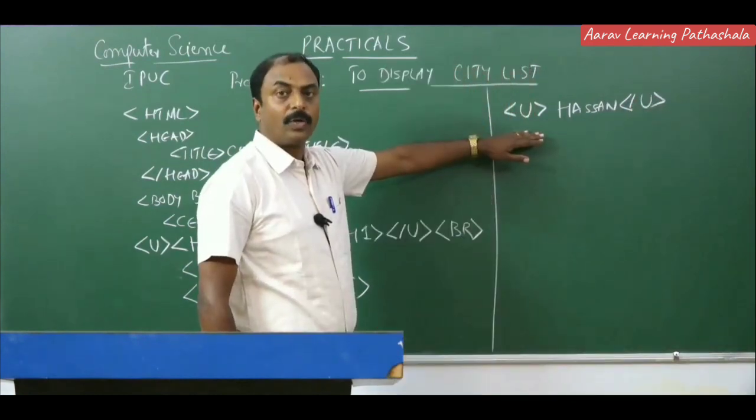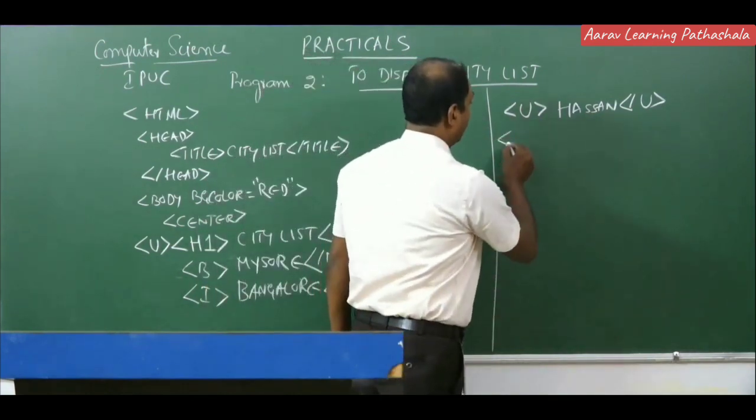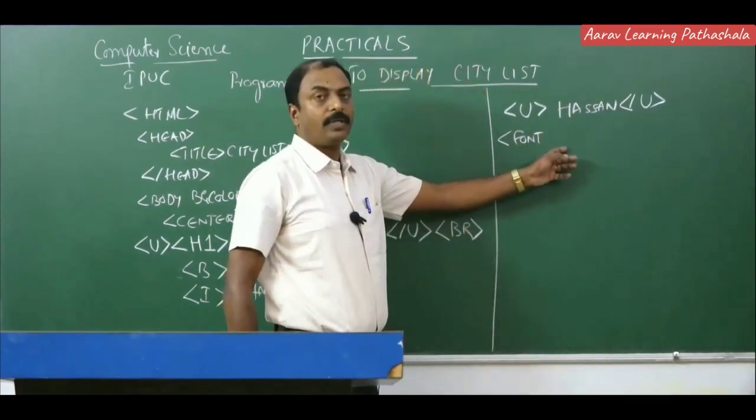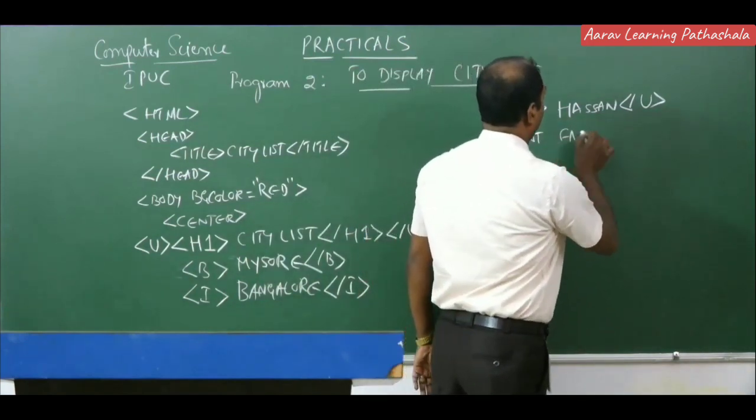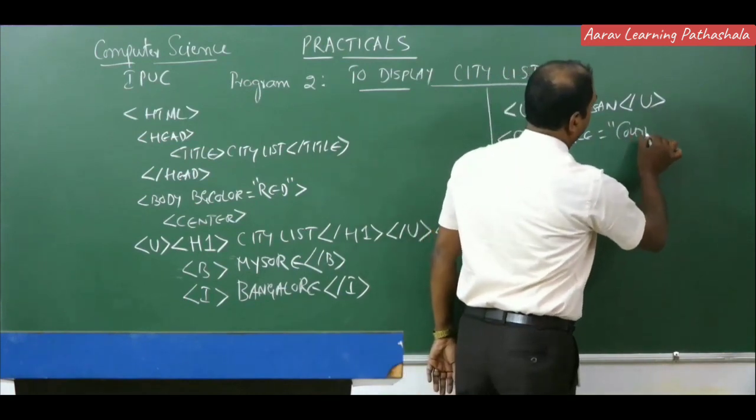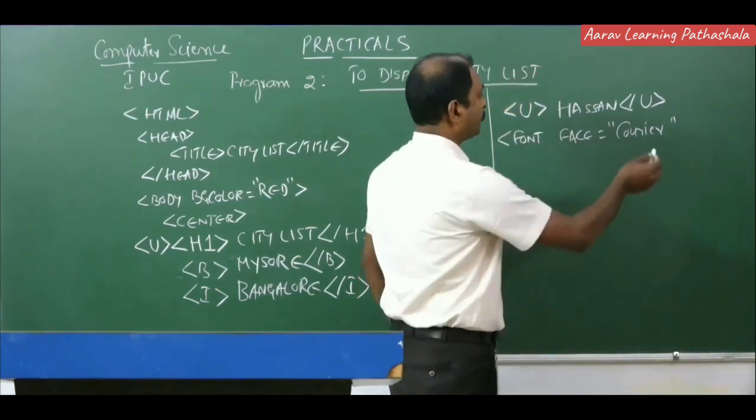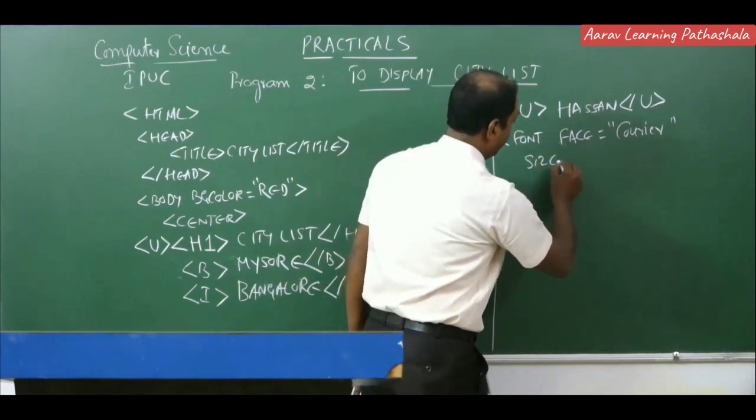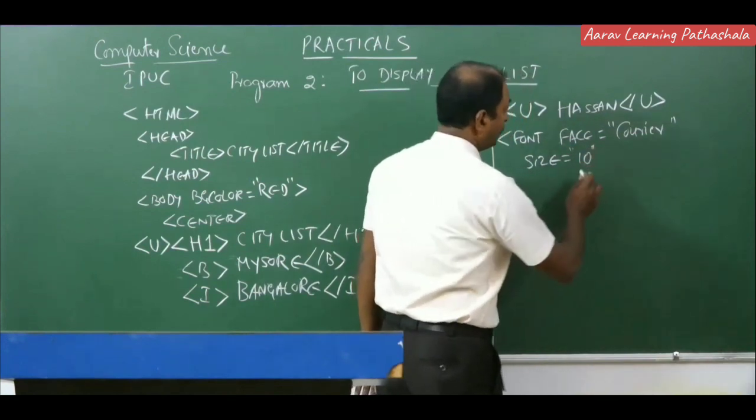Next I would like to display one more city name. Here I will make use of the font tag. Under this, we have many attributes. One is face. I can write face equals, for example, Courier. It is one of the fonts. Space. After this, we will continue here. After face, I can write size. This is size equals 10. This is the font size.